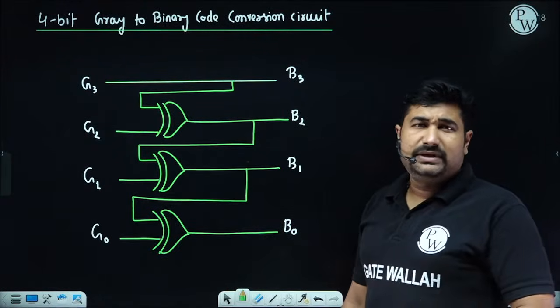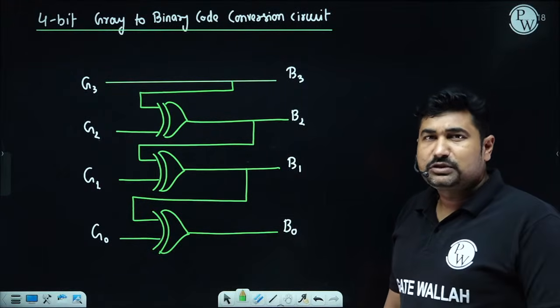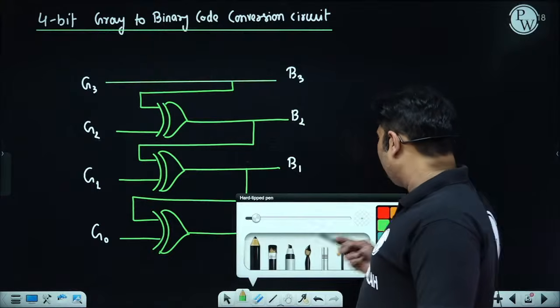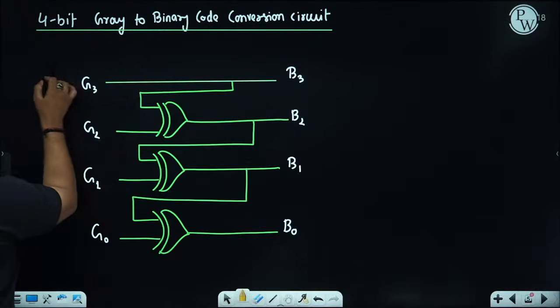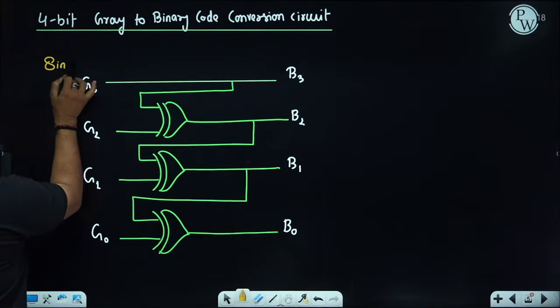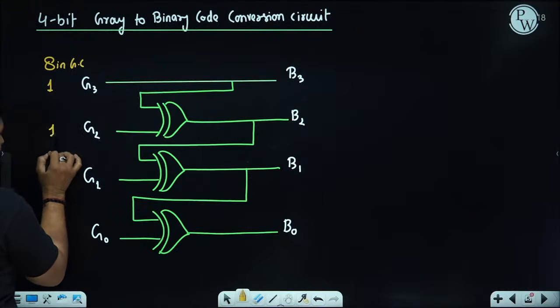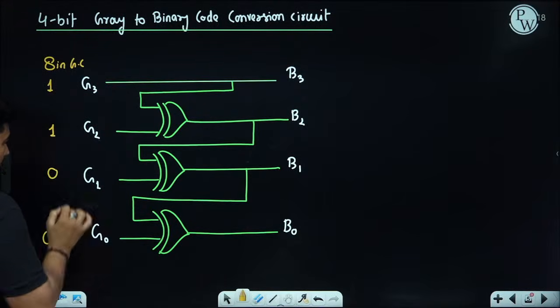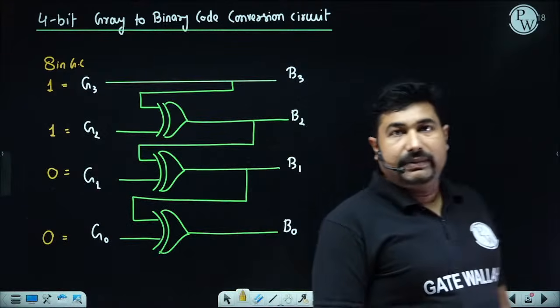This is a basic combinational circuit. Any combinational circuit can be designed in just 4 steps, so we will see that while studying combinational circuits. Is it okay? So let's have a conversion for 8. What is 8 in gray code? We have observed 8 in gray code is 1, 1, 0, 0. Let's take 8 in gray code and convert it into binary code.